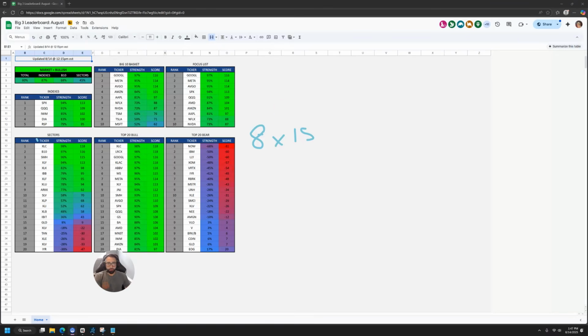So there's your basics. In a few sections here, we have the indexes, the sectors, top 20 bull, top 20 bear, my focus list, and the Big 10 basket. So here's pretty much a process. First question: what kind of market am I in? Is it bullish, bearish? Am I thinking long, short, neutral? That comes from the combination of the index scores, the Big 10, and the sectors.